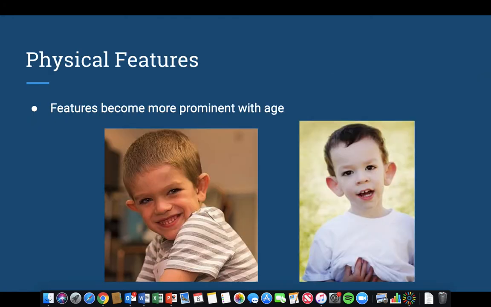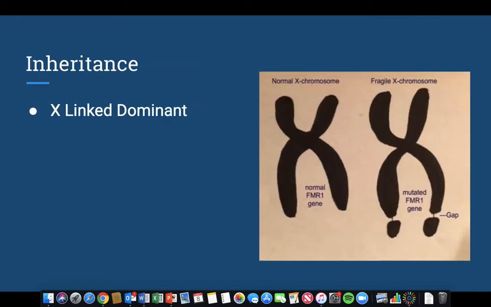So, some physical features of Fragile X. The physical features of patients with Fragile X actually become more prominent with age and include a long and narrow face, large ears, and in males, enlarged testicles after puberty. So, Fragile X is an X-linked dominant trait.